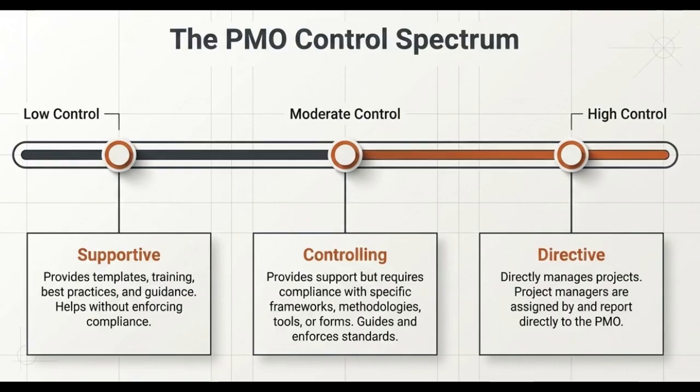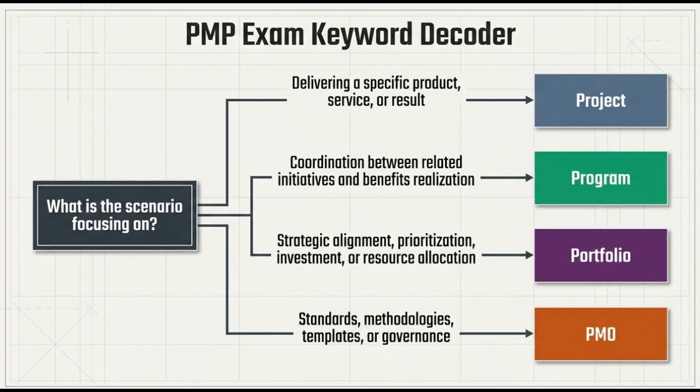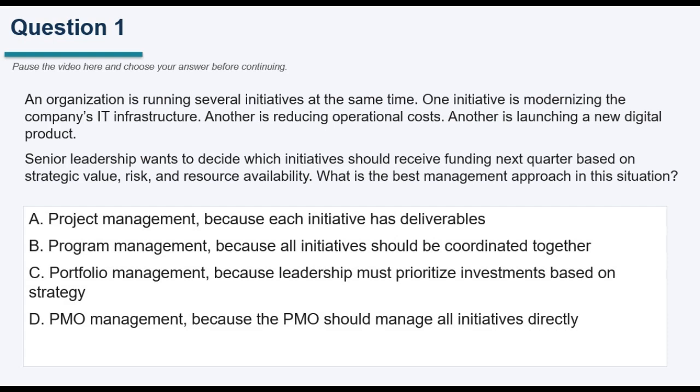If the question talks about delivering a specific product, service, or result, it is probably about project management. If it talks about coordination between related projects and benefits realization, it is probably about program management. If it talks about strategic alignment, prioritization, investment decisions, or resource allocation across many initiatives, it is probably about portfolio management. And if it talks about standards, methodologies, templates, governance, or project management support, it may be referring to a PMO. Now let's test your understanding with two PMP-style questions.